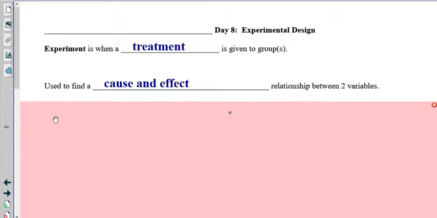Not just a coincidence, but actually does something cause an effect somewhere else.